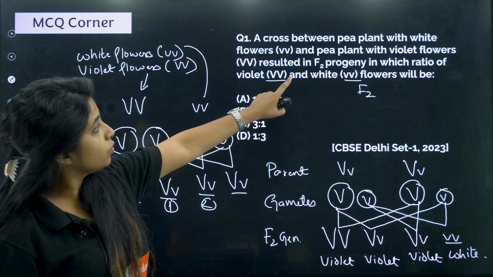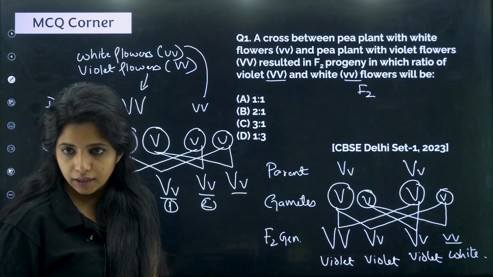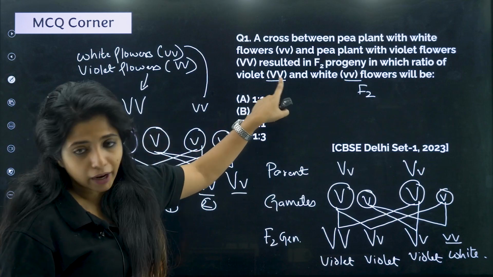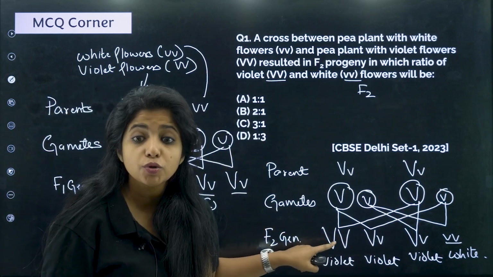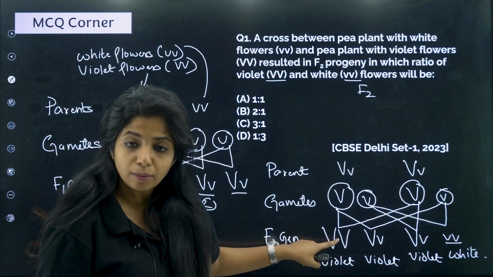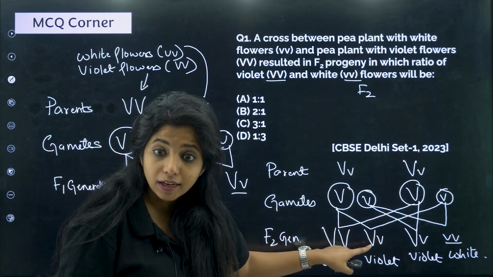Now, they are asking you the ratio of violet flowers to white flowers. So this is violet, this is also violet. You call this the homozygous condition, where both the alleles are the same. This is heterozygous, where both the alleles are different.